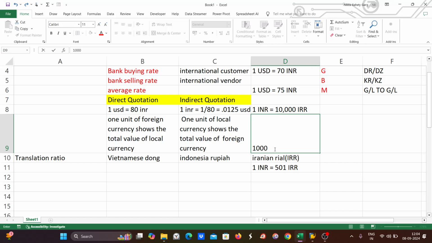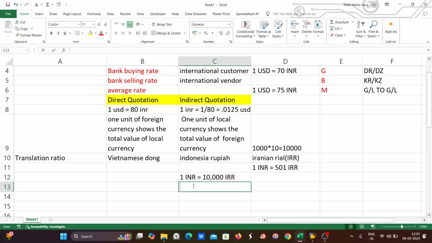So what I will do is apply addition, subtraction, multiplication or division to 1000 in order to get 10,000. It's a simple mathematical calculation: if we multiply 1000 with 10, we get our value, correct? So here the translation ratio comes into the picture. Since 1 INR is equal to 10,000 IRR, but SAP is accepting only 1000, the translation ratio in this case will be 10:1. Fine, got it?